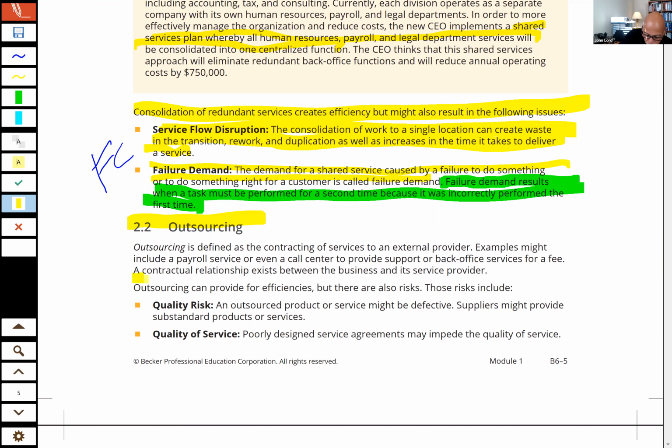Okay, so that's an example of outsourcing. Outsourcing can provide for efficiencies, but there are also some risks. So let's go ahead and flashcard that. We always like to talk about risks, benefits.